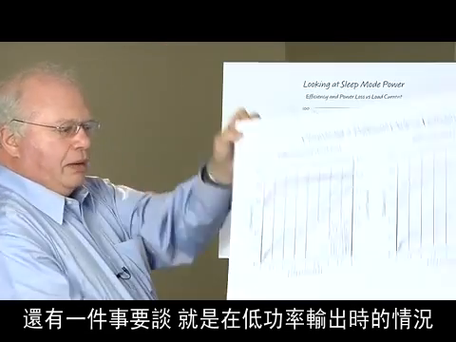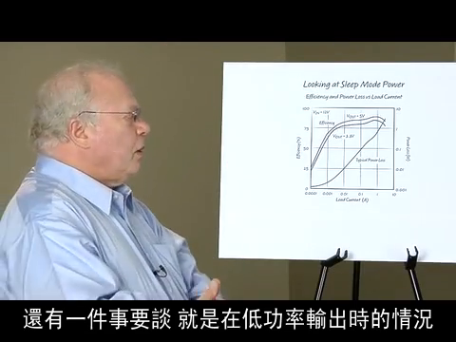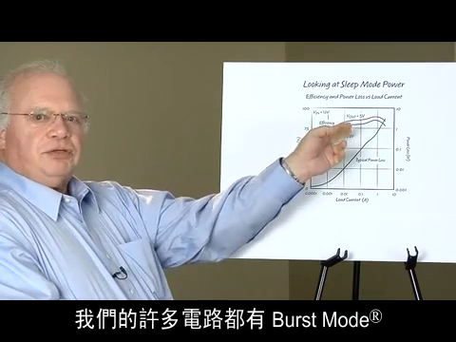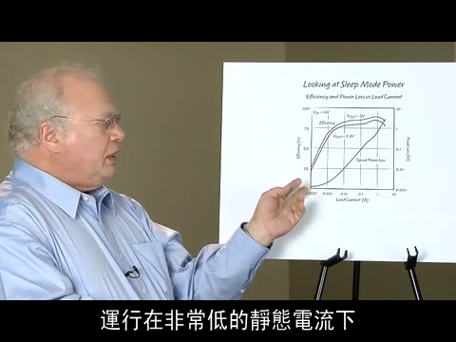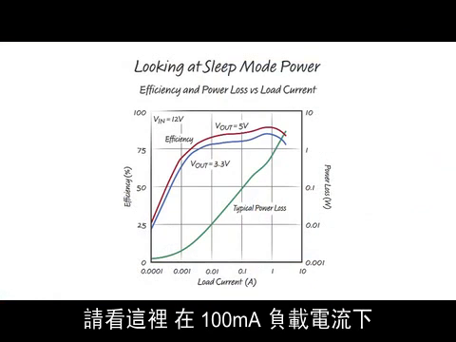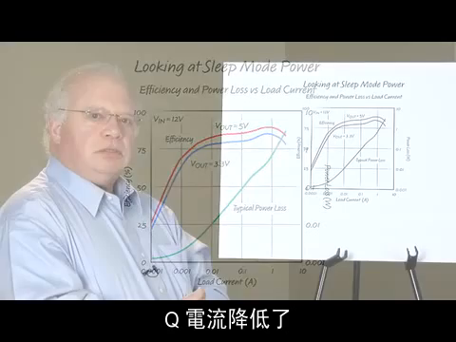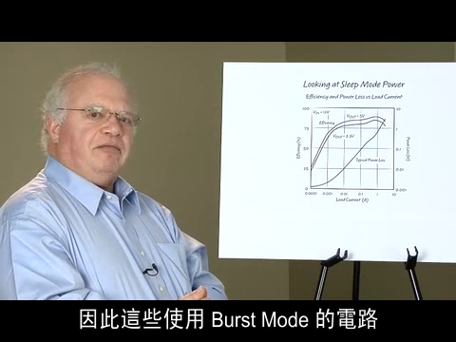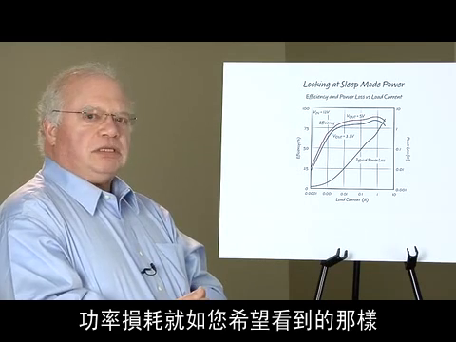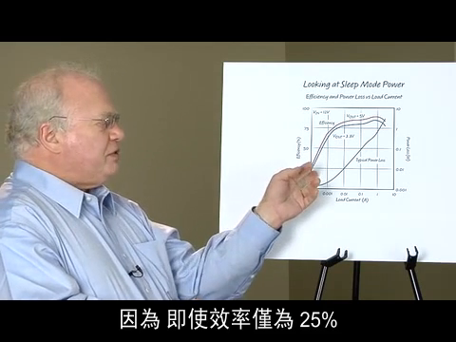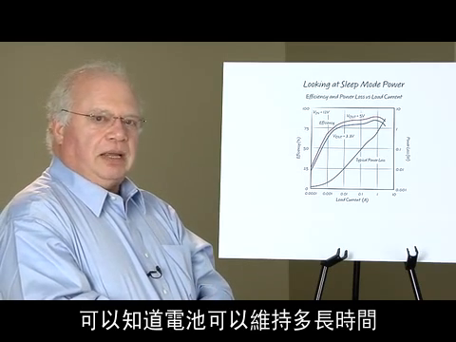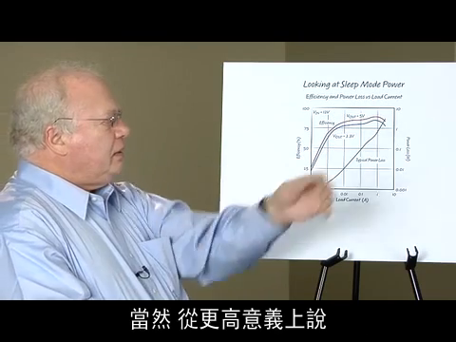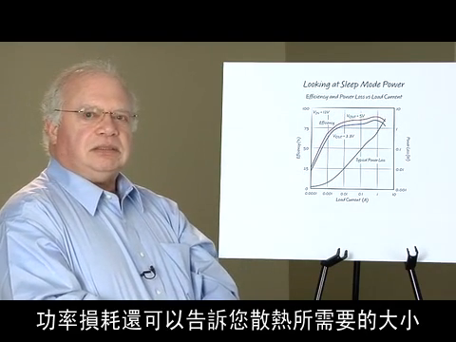One other thing I want to talk about is at the low output power levels. A lot of our circuits have burst mode, which allows them to run with very low quiescent current if they're unloaded. And in this case here, at a load current of 100 microamps, the Q current goes way down. So for these circuits that have burst mode, the power loss is the number you want to look at, because even though the efficiency is 25%, the power loss is the number you need to tell how long your battery is going to last. And of course, at the high end, the power loss tells you your heatsink size.